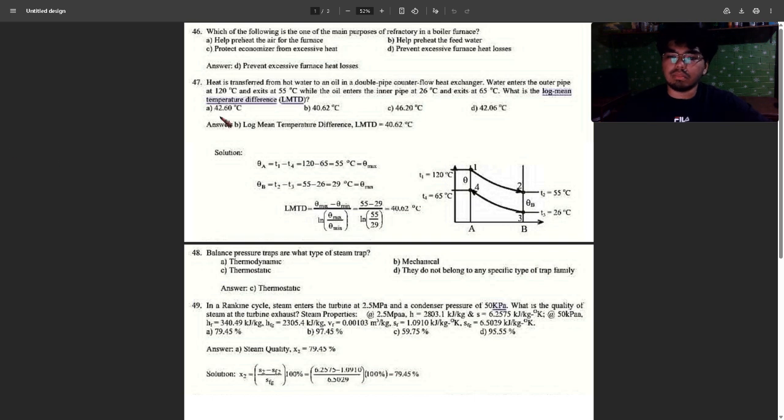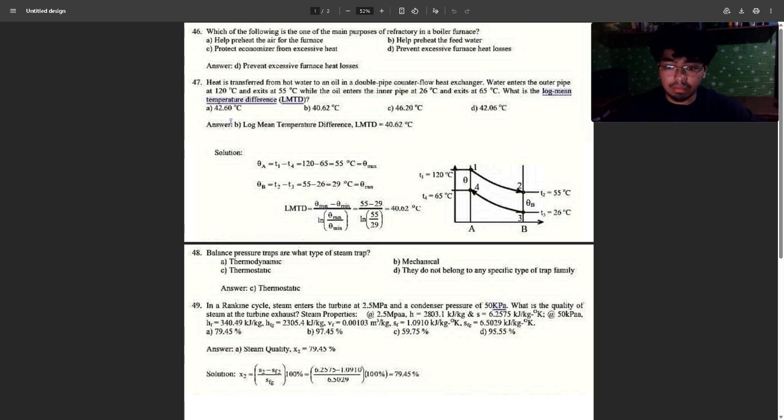So next, heat is transferred from hot water to oil in a double pipe counterflow heat exchanger. Water enters the outer pipe at 120 degrees Celsius and exits at 55 degrees Celsius, while the oil enters the inner pipe at 26 degrees Celsius and exits at 65 degrees Celsius. What is the log mean temperature difference, or LMTD?